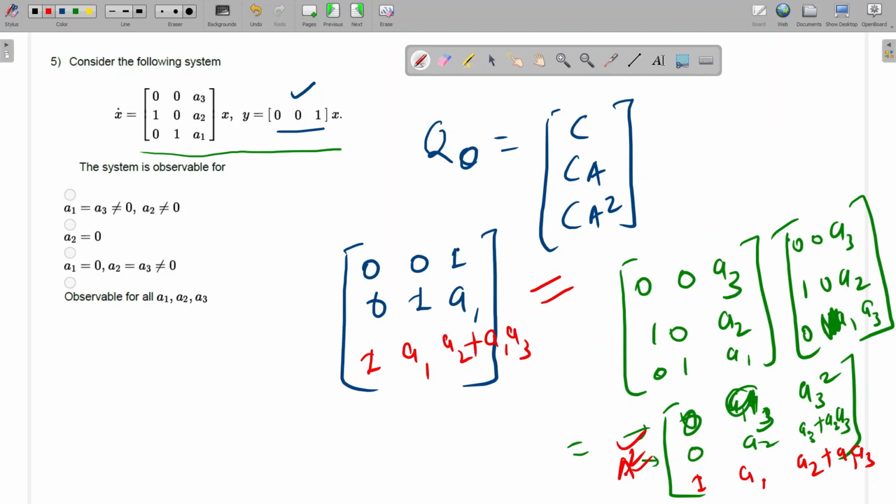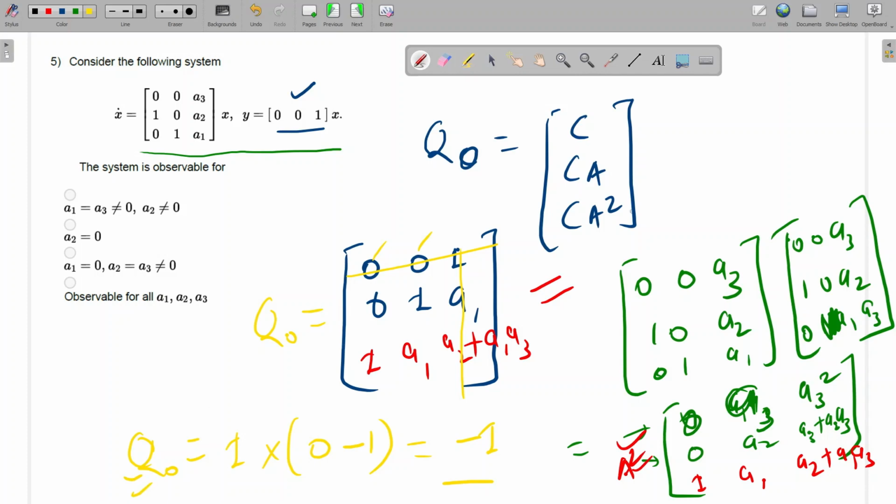Is it correct? Any mistake? You can just find and tell me if there is any calculation mistake. Now we can find the determinant of this matrix, this is QO. For this it will be 0, this it will be 0. Now we'll expand along this 1. So 1 into this 0 minus 1. So QO will be minus 1. Since it is non-zero and not depending on any variables, it will always be observable.